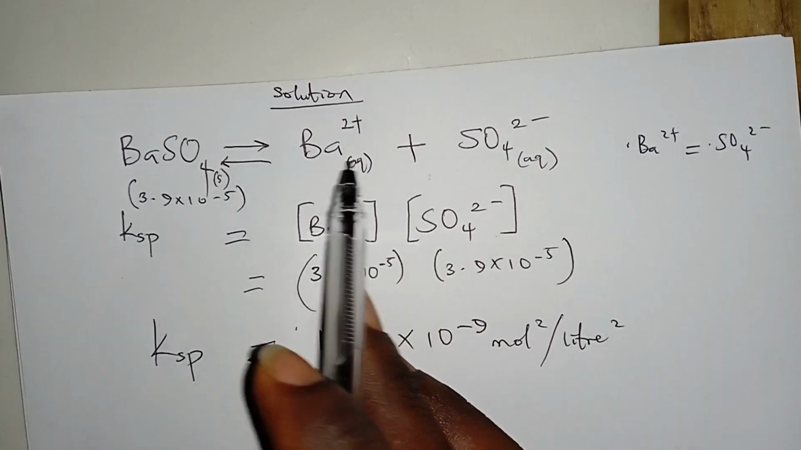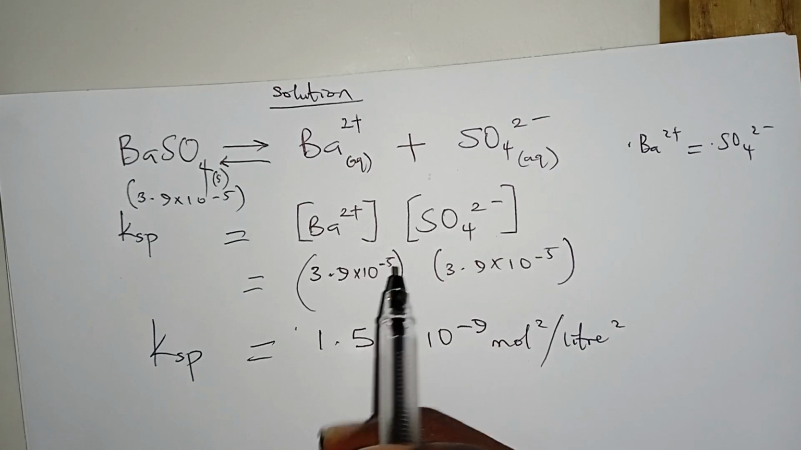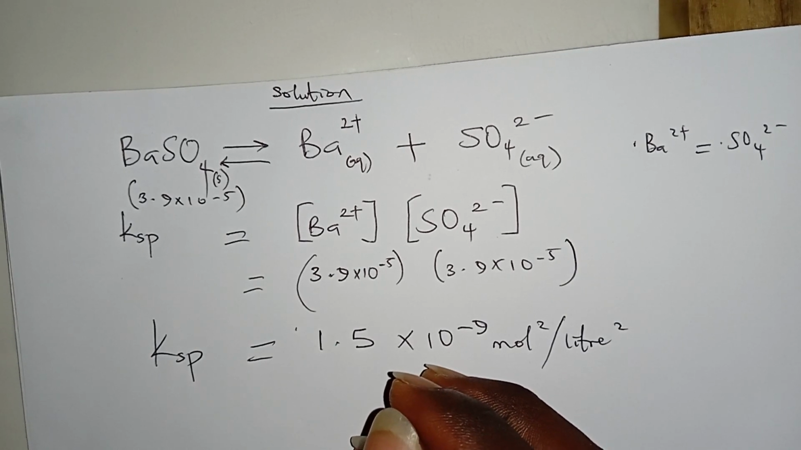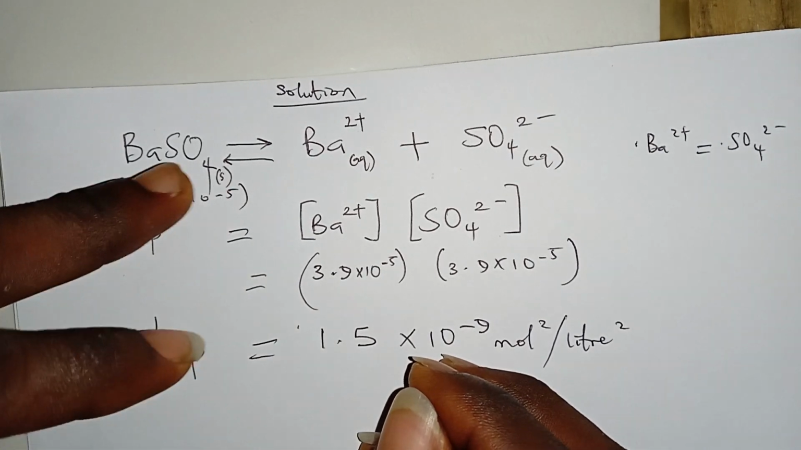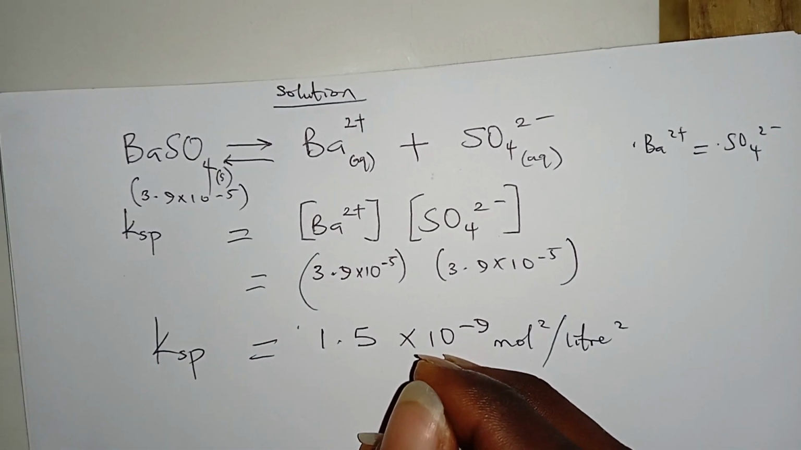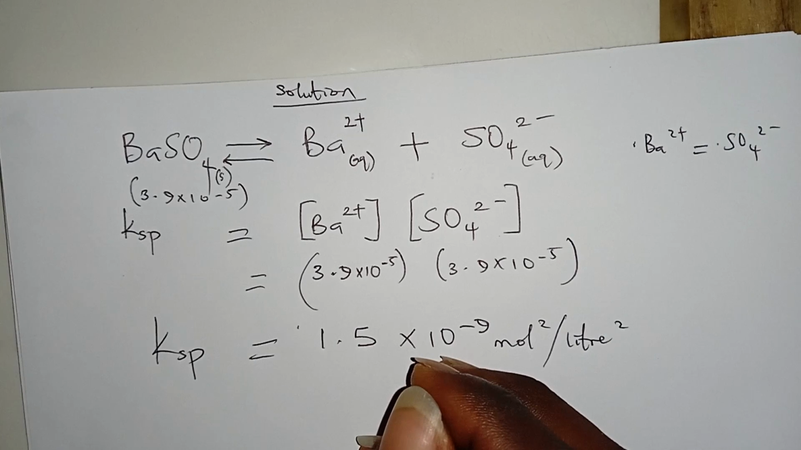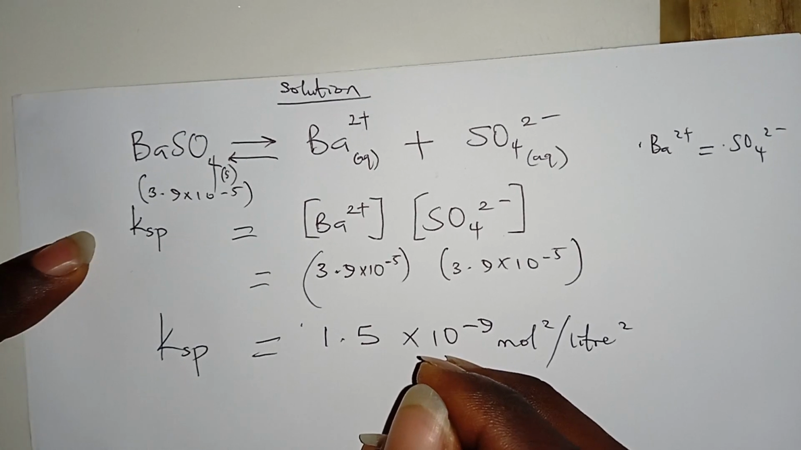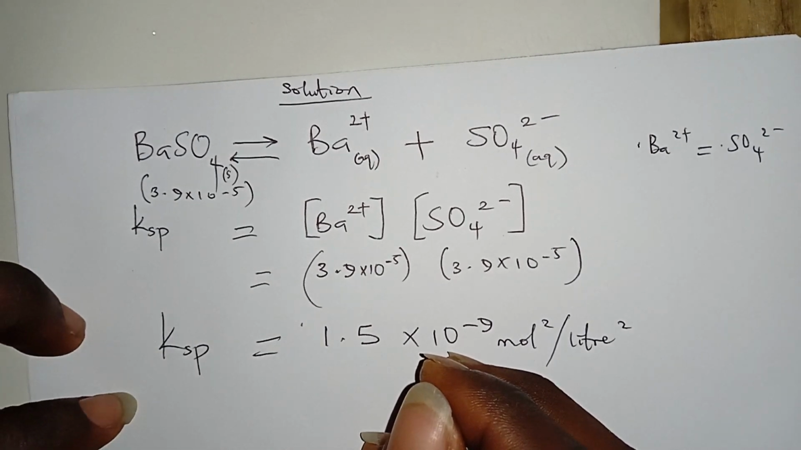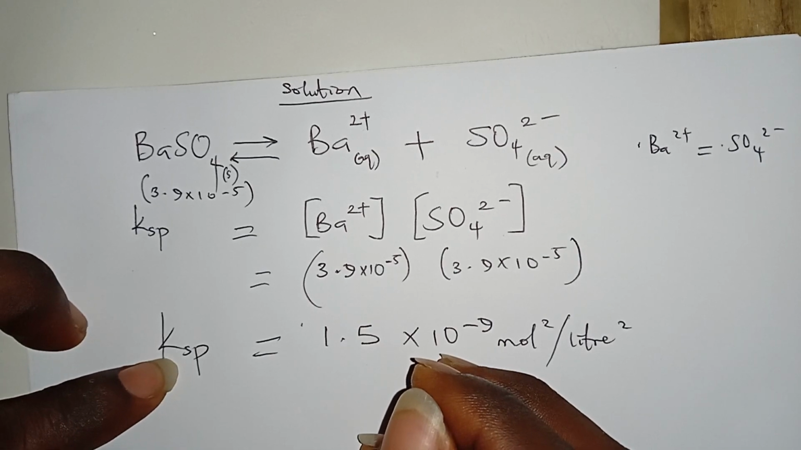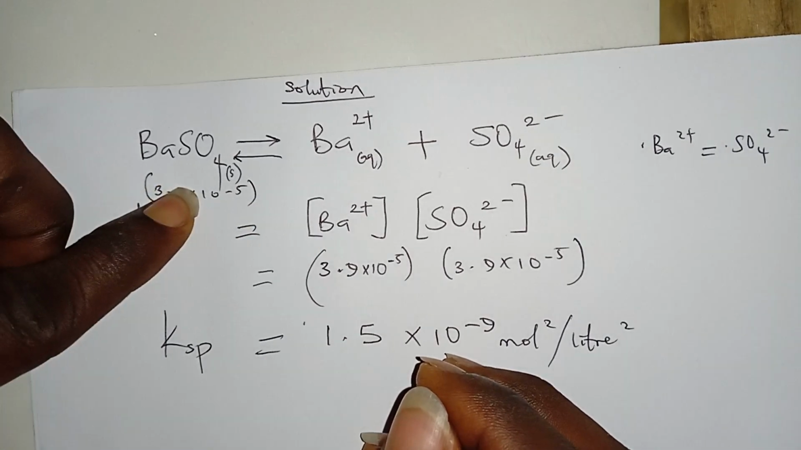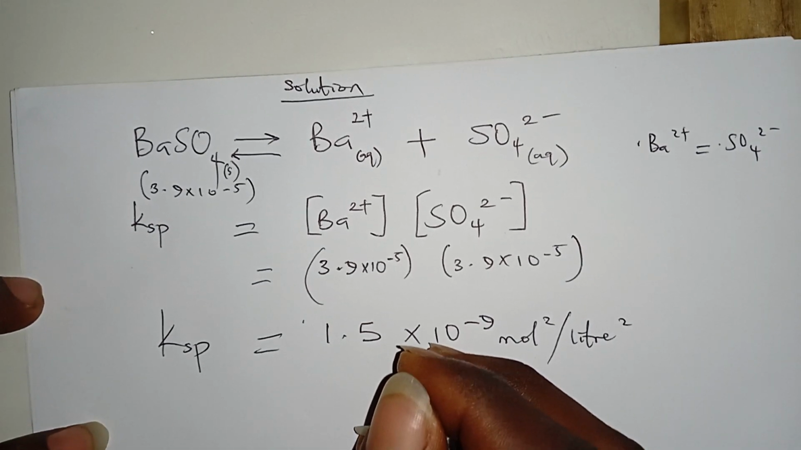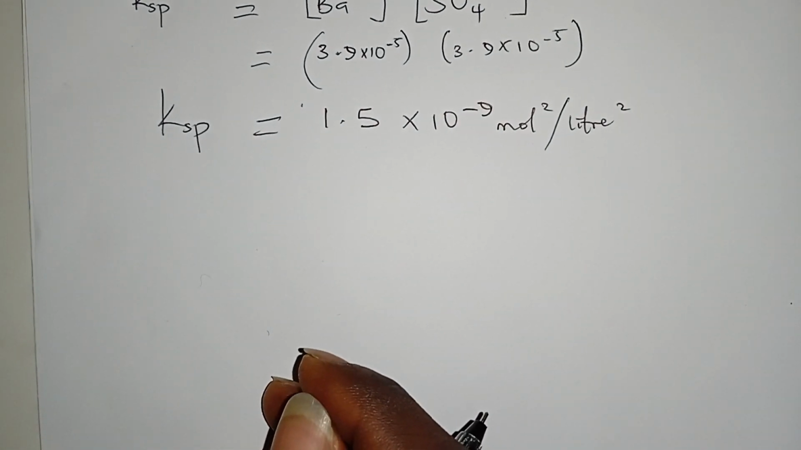A situation whereby I mix barium chloride with maybe sodium tetroxide sulfate 6 in water. When I mix such ions, there will be a displacement reaction, so that barium will displace sodium and take the sulfate. And a situation whereby the KSP happens to be greater than the normal KSP given to us here, it means that a precipitate is formed. But if it is lesser, there is no precipitate. So if you know that, let's move to the second question.